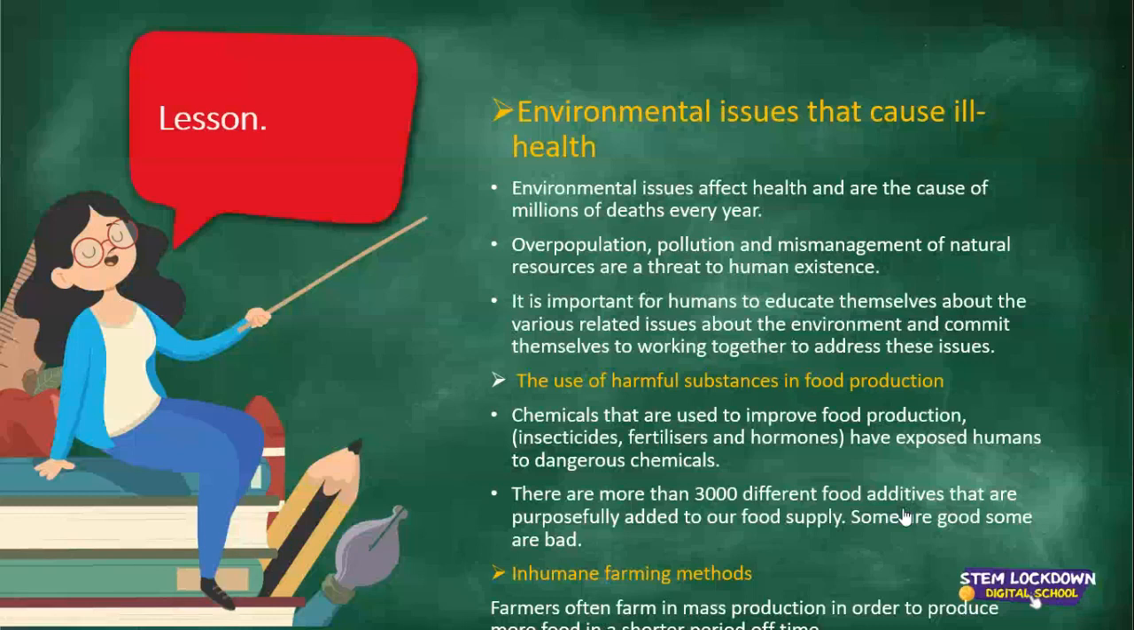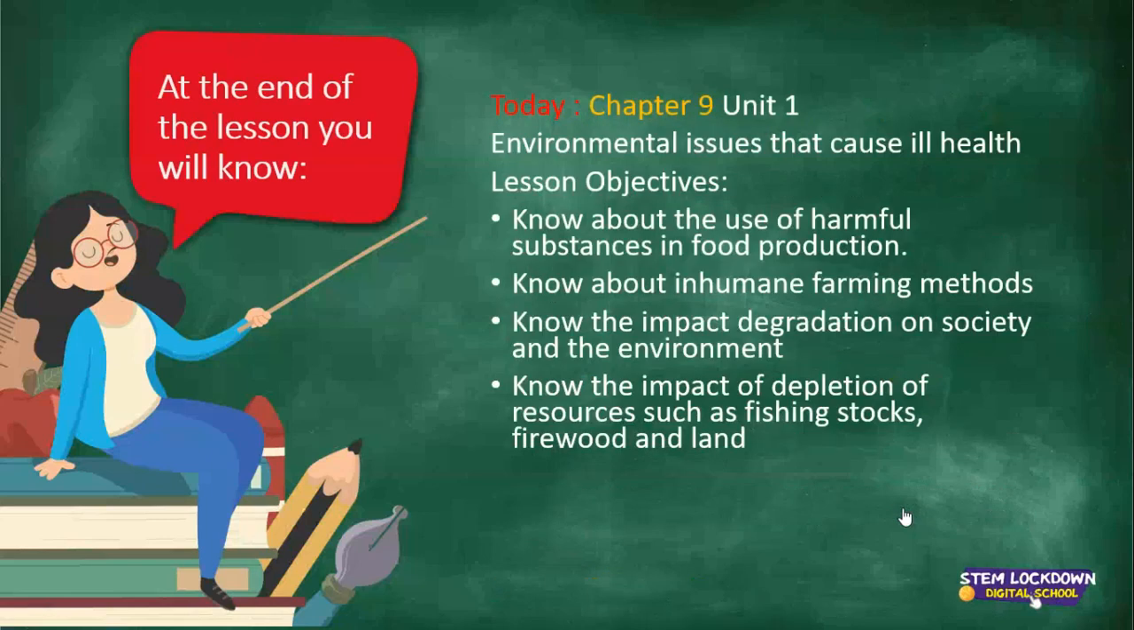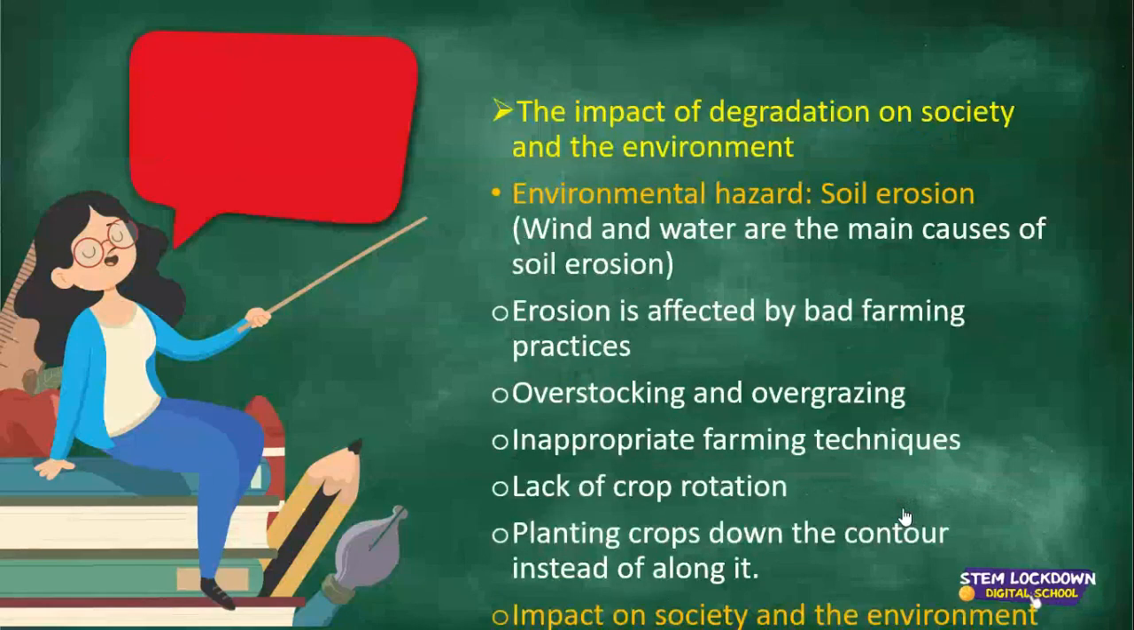So in human farming methods, often farmers in mass production, they produce in masses so that they can make more money. I have gone through that, explaining why farmers engage in mass production. So, the impact of degradation on society and the environment.